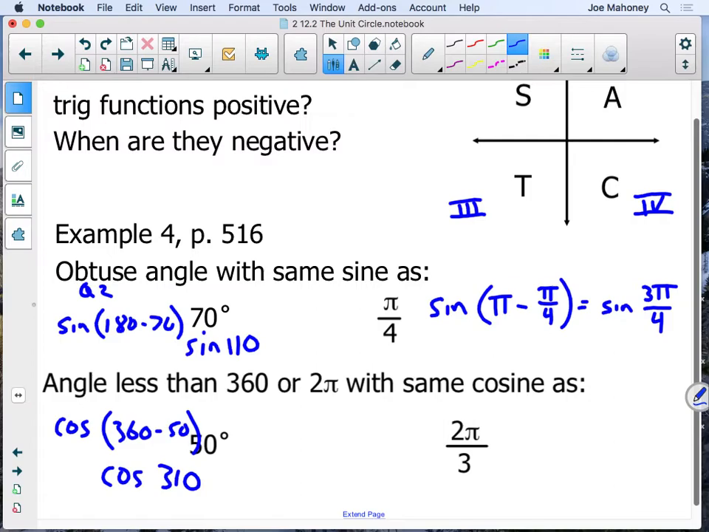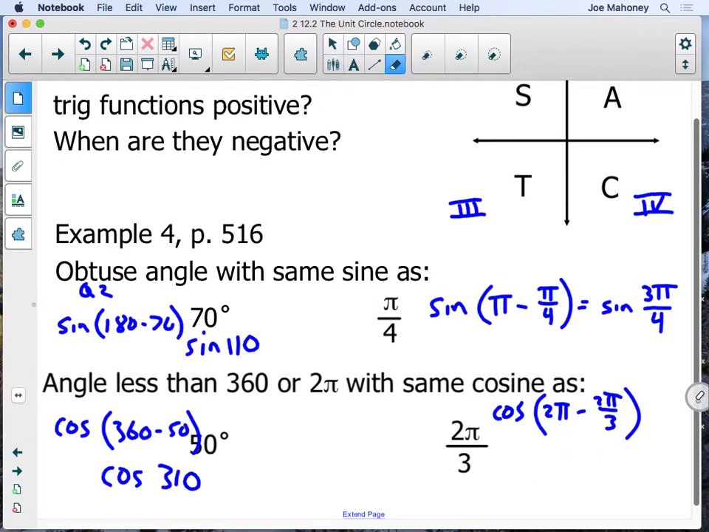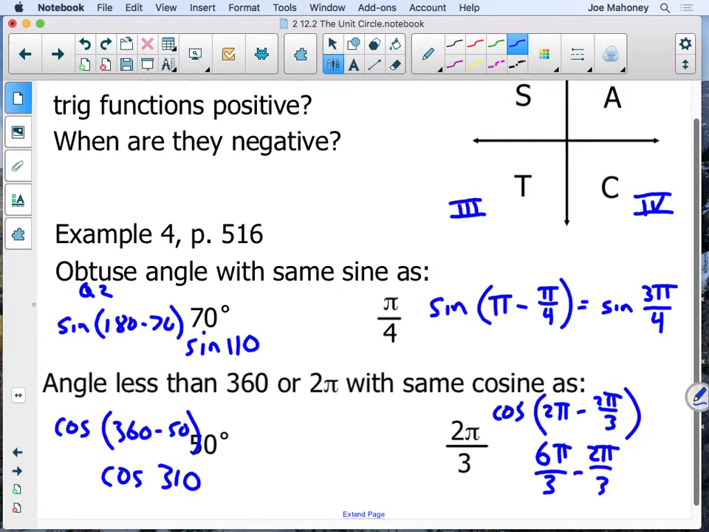Or for this one over here, we want the same thing as cosine of 2 pi minus 2 pi over 3. If we get a common denominator, think of 2 pi as being 6 pi over 3. And if we subtract 2 pi over 3, we're left with 4 pi over 3. So let's call this one cosine of 4 pi over 3.